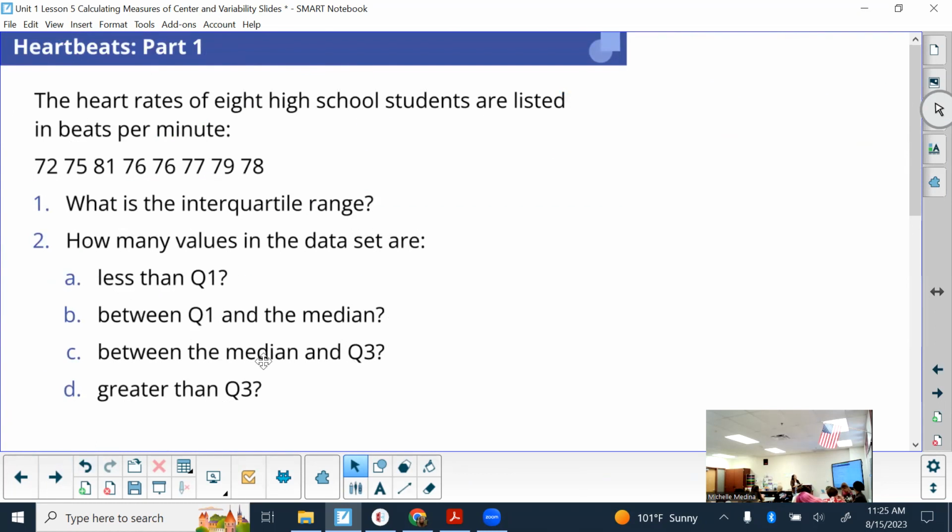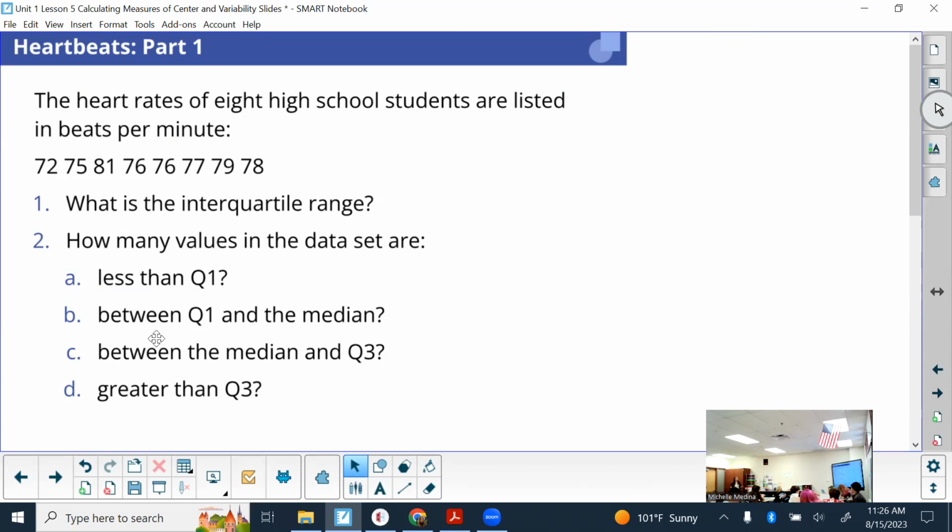Now you have this part called part beats, part 1. You have the heart rates of 8 high school students listed below in beats per minute. Anyone know if these are good or not? Any health science people in here? Are these normal beats per minute? Pretty normal. Usually athletes will have lower beats per minute, but that seems pretty normal.